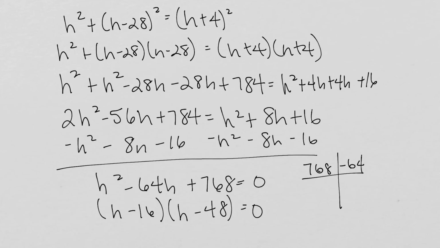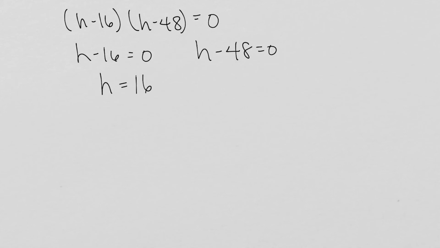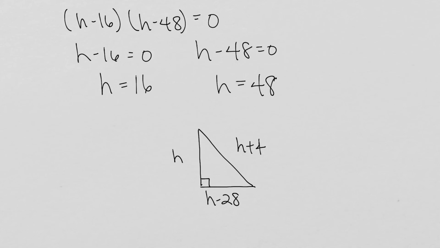So now I'll transfer that to another page, and I'm going to set each linear factor equal to 0 and solve. So h minus 16 equals 0, adding 16 to both sides gives me h equals 16. h minus 48 equals 0, adding 48 to both sides gives me h equals 48. So those are my options. I went ahead and transferred this picture back over here so we can see what happens, because we've got to figure out which of these choices makes the most sense.